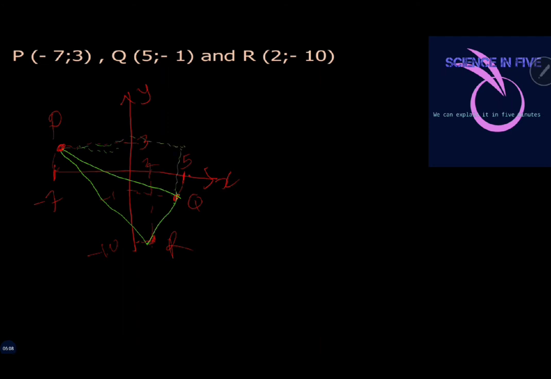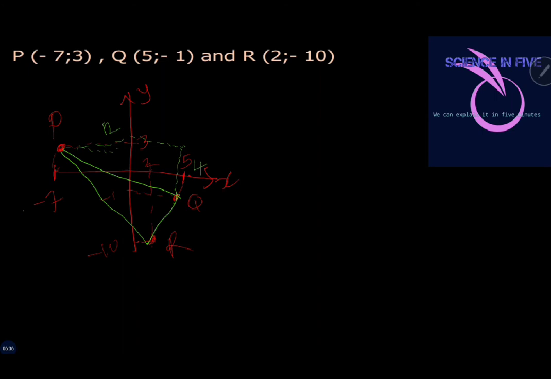From P to Q, if I move horizontally, I am moving from -7 all the way to 5. So from -7 to 0, that's 7 units. Then from 0 to 5, that's 5 units. It gives me a total of 12 units. Then from 3, I'm moving all the way to -1. That's 4 units.